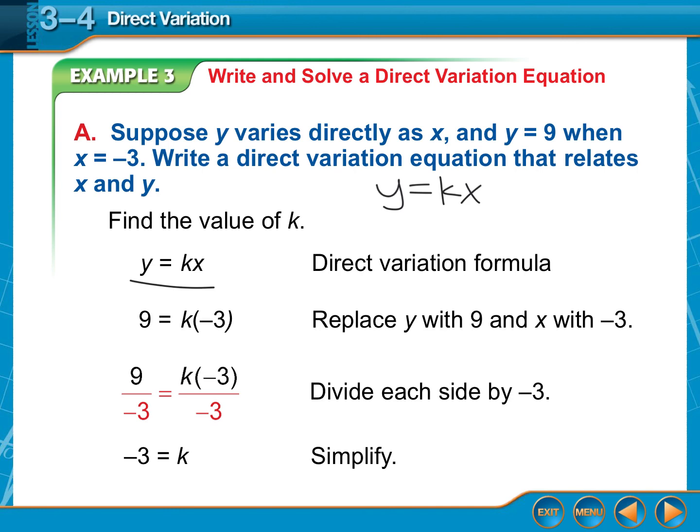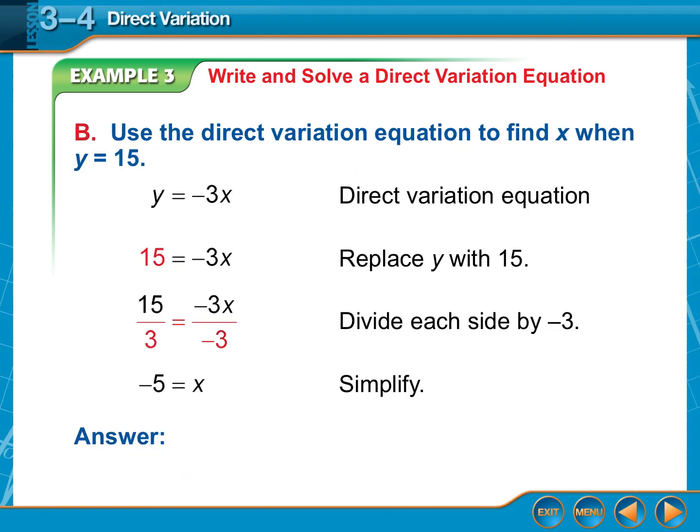Okay, so they said y equals 9, x equals -3. What do we do with those? Plug them in first. You're right. So y we said was 9. We're solving for k, and this is -3. Now what do you want to do? Divide. So you get k equals -3. Okay, so we're just using those two values to find the constant of variation, or slope.